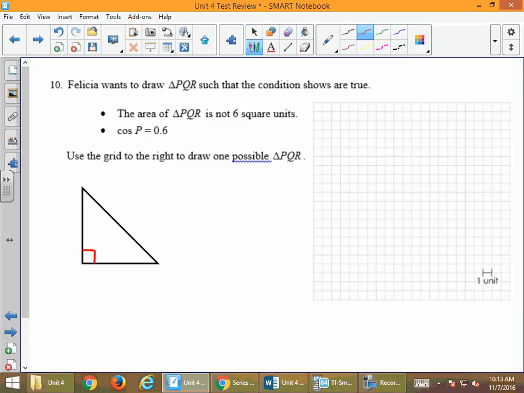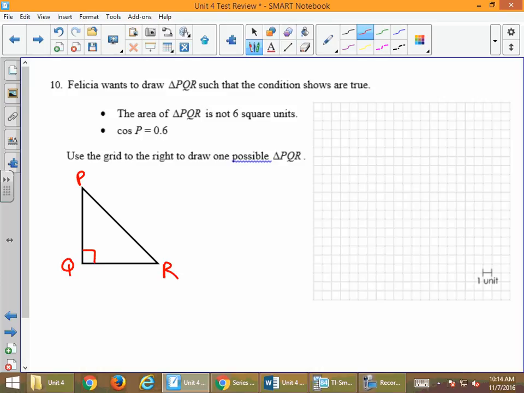Angle P is not a right angle because it gave us the cosine of angle P. You never take the sine or cosine or tangent of a right angle. So I'm just going to say angle P is this one. Doesn't really matter which one you make your right angle. I'm just going to say Q and R. But we just know P is not our right angle. So I'm going to make that top angle P.